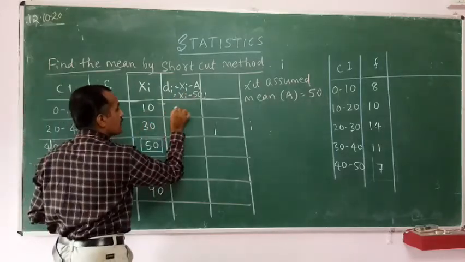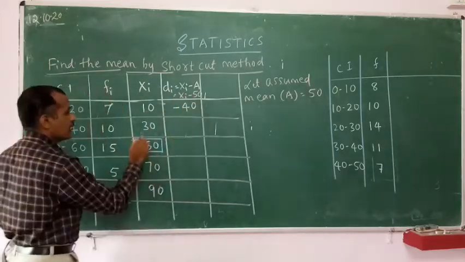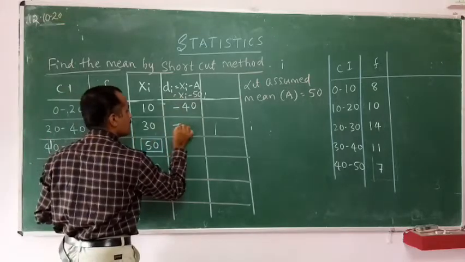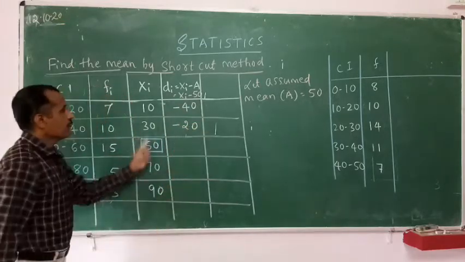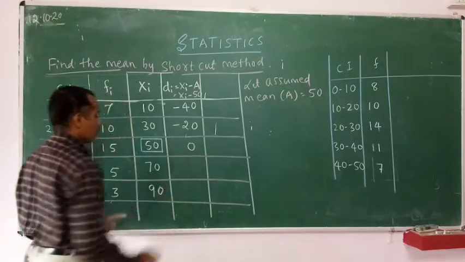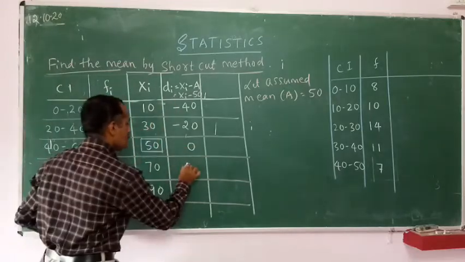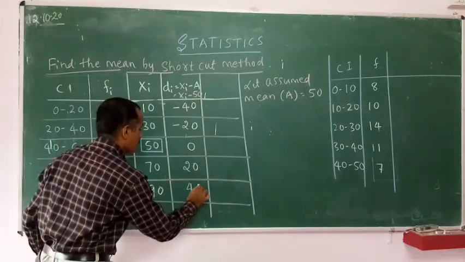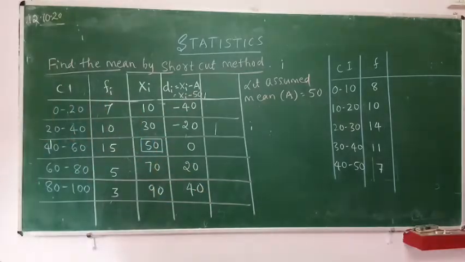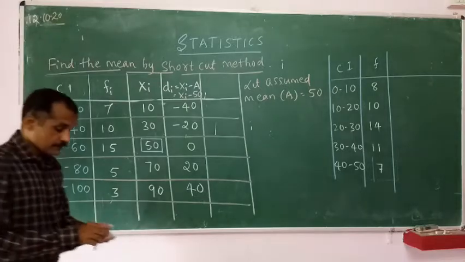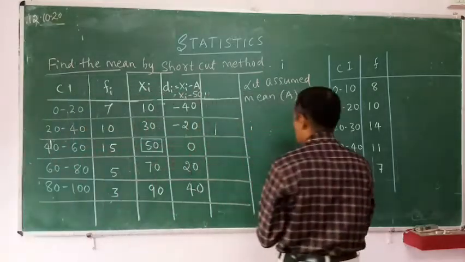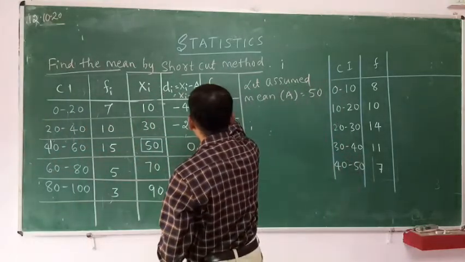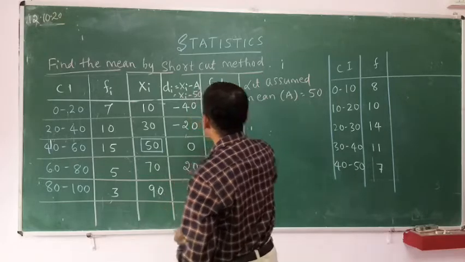40 minus 50, answer is minus 40. 30 minus 50 is minus 20. 50 minus 50 is 0. 70 minus 50 is equals to 20. 90 minus 50 is equals to 40. Okay, you got this? At last, we are going for the last column, Fi di.